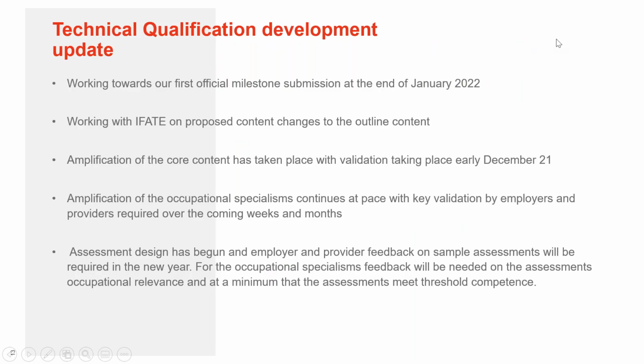So this is just a snapshot of where we are now, and this was actually written by one of our development managers who's working on the agricultural pathway, or that side of the development, so working on the core as well as beginning to look at the occupational specialisms. So clearly their first official milestone, as you saw on the previous slide, is towards the end of January, after Christmas. And they are already working with iFate on some proposed content changes to that outline content. To find out more about that, you need to be involved as part of that validation or writing team. So just one for you there.